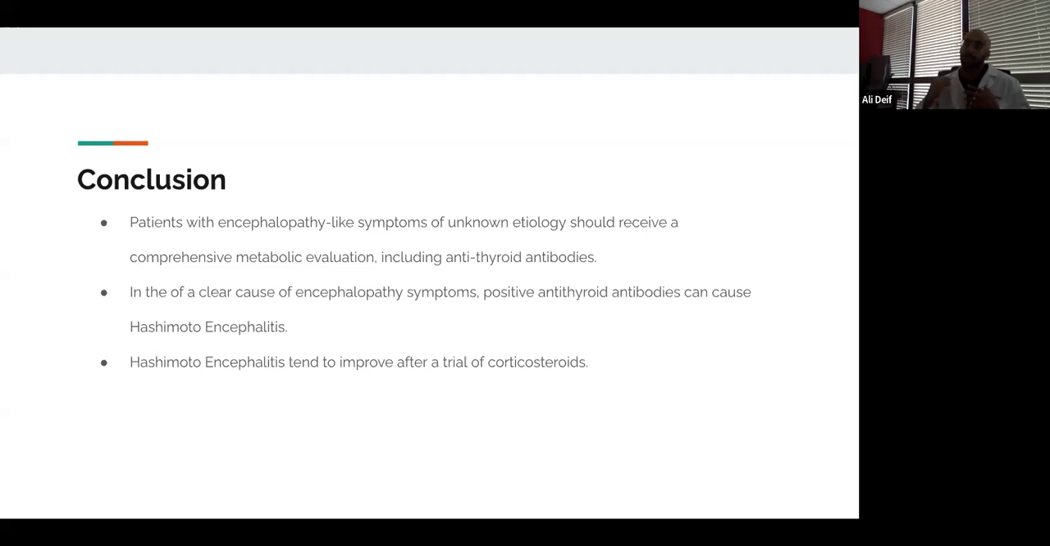Hashimoto encephalitis tends to improve after a trial of corticosteroids, like I mentioned. My aim with this presentation is to inform everyone how thyroid peroxidase antithyroid antibody testing can be highly significant in cases of encephalitis of unknown etiology.